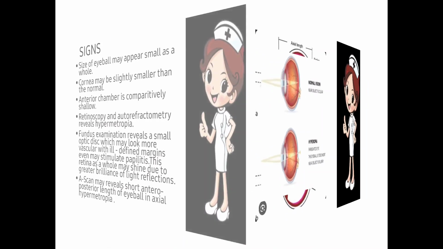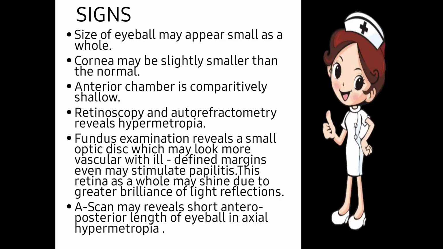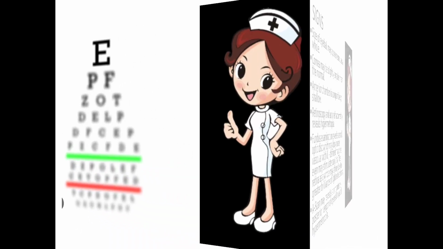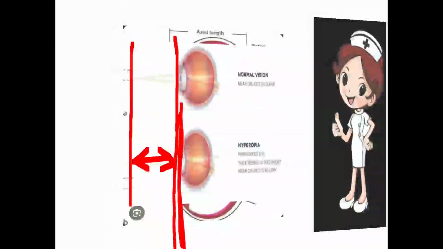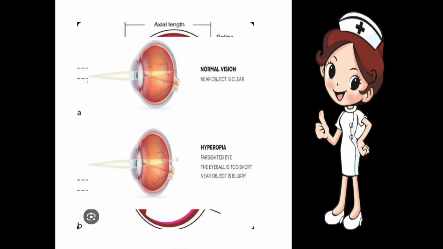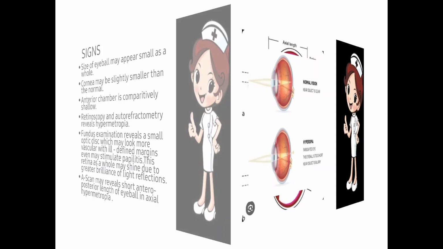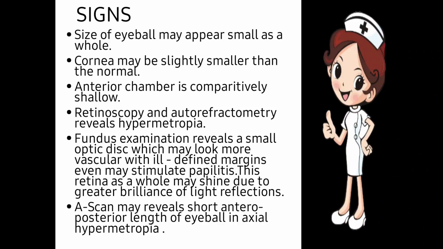Next one is the cornea may be slightly smaller than normal. Okay, the cornea is this part, it may be small in case of hypermetropia. Next one, the anterior chamber is comparatively shallow.